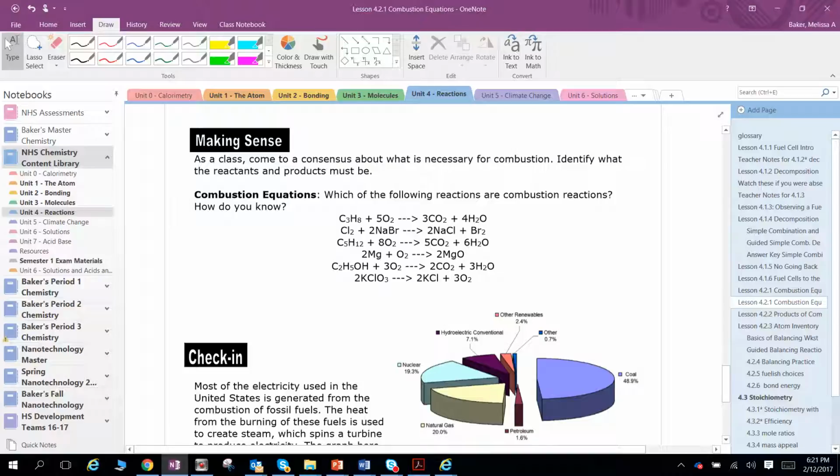Then we identified which of these reactions would be considered a combustion reaction. Anything that involves oxygen as well as a fuel. So here's a metal and oxygen, and the other ones are all carbons and hydrogens in some form or another with oxygen.